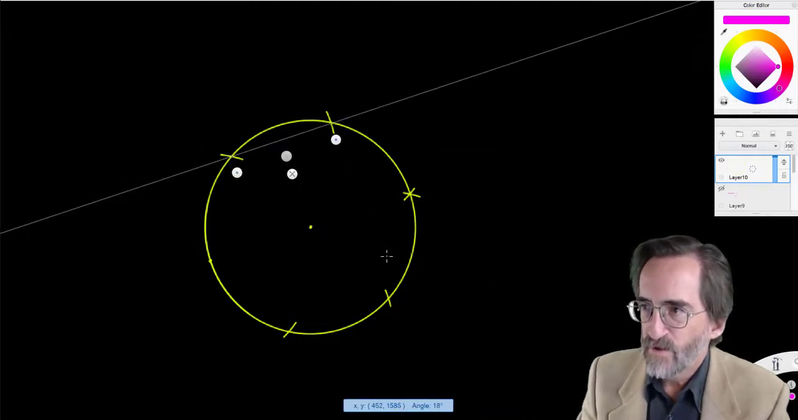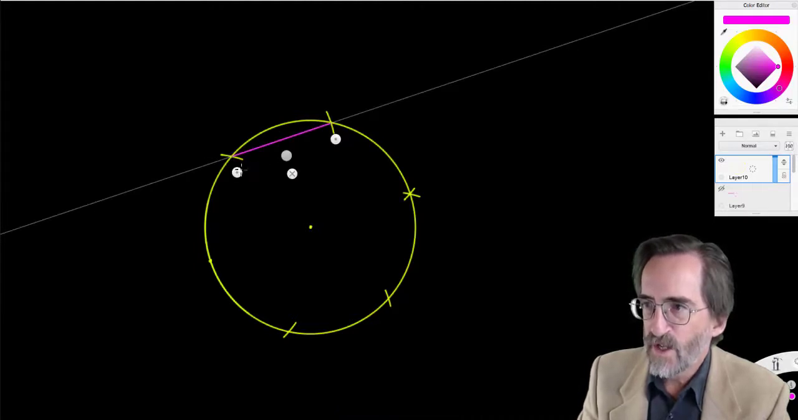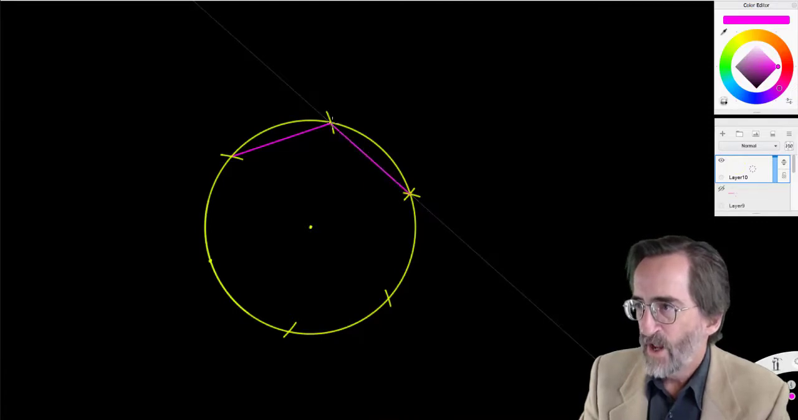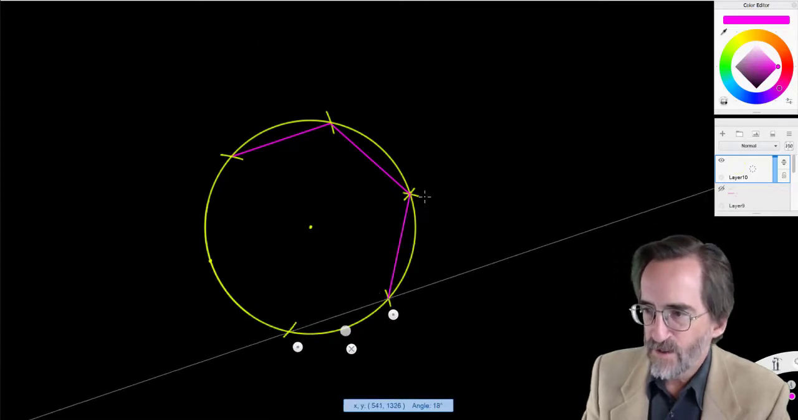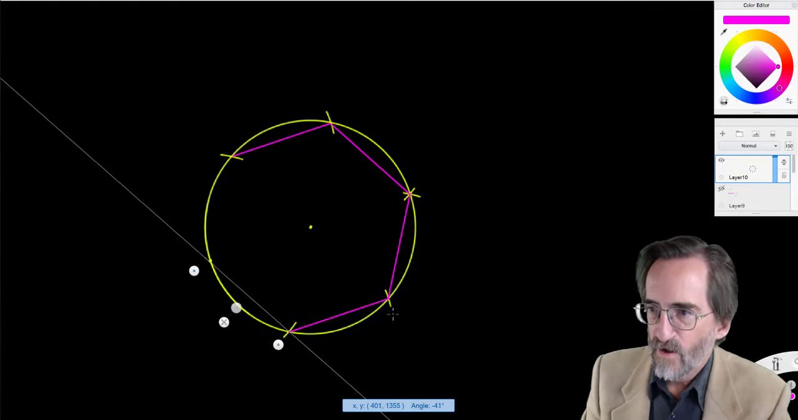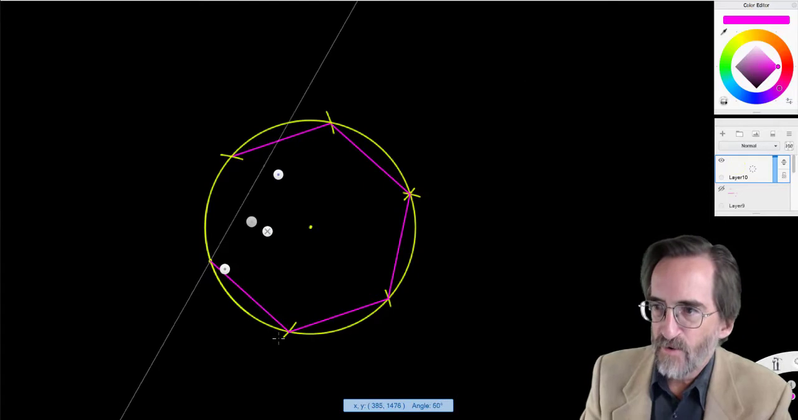And so here we go. This will create what we call a regular hexagon. The word regular means equal angles, or all the angles are congruent, and equal sides, or all the sides are congruent. So this is a regular hexagon. Hexagon, hex, because it has 6. Six-sided polygon.